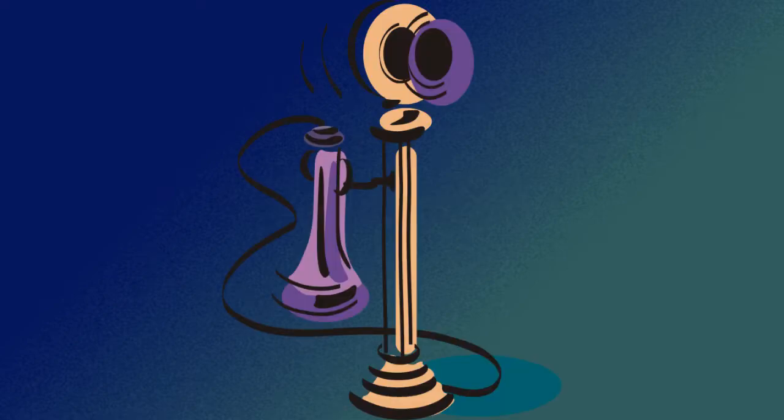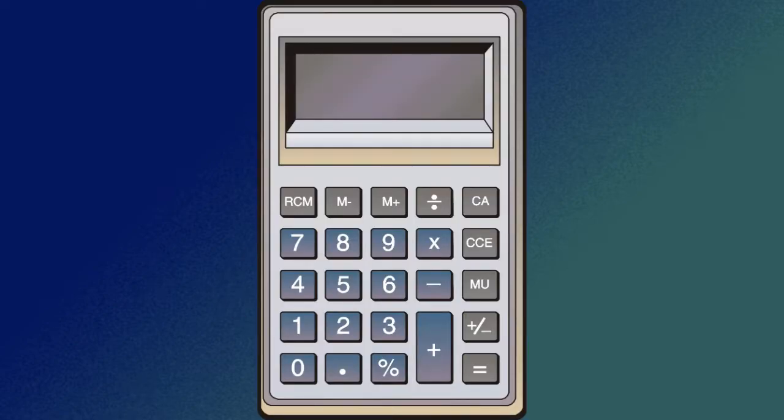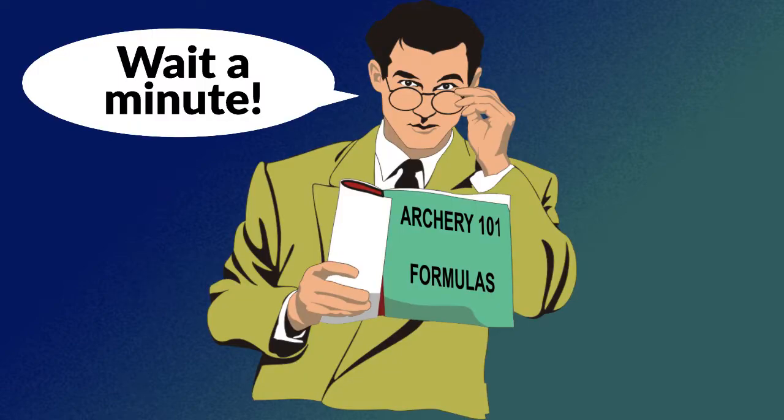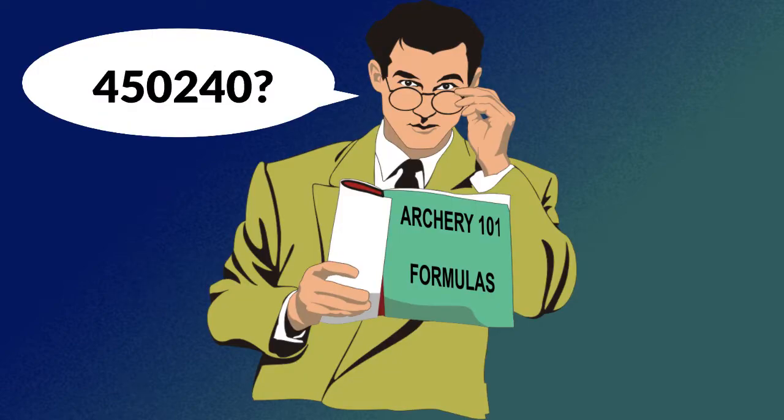Just whip out your phone and punch the formula into the calculator app like this. Weight equals kinetic energy times 450,240 divided by speed. Wait a minute. Where did that 450,240 come from?